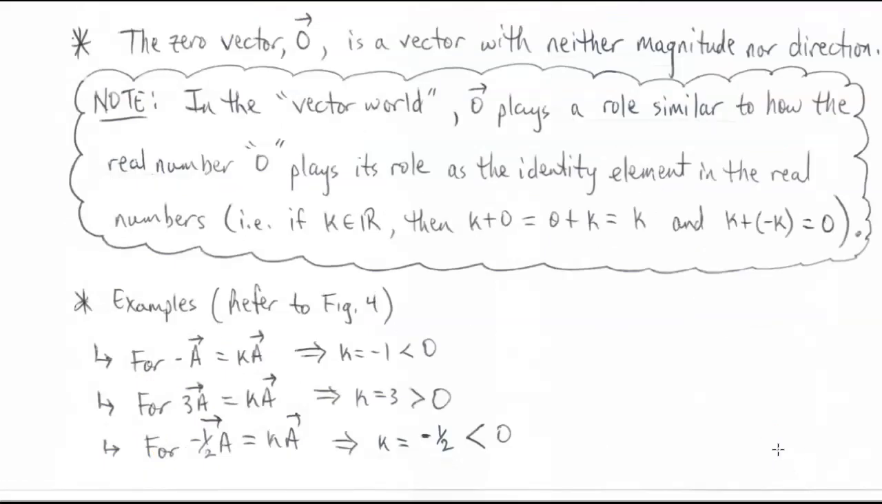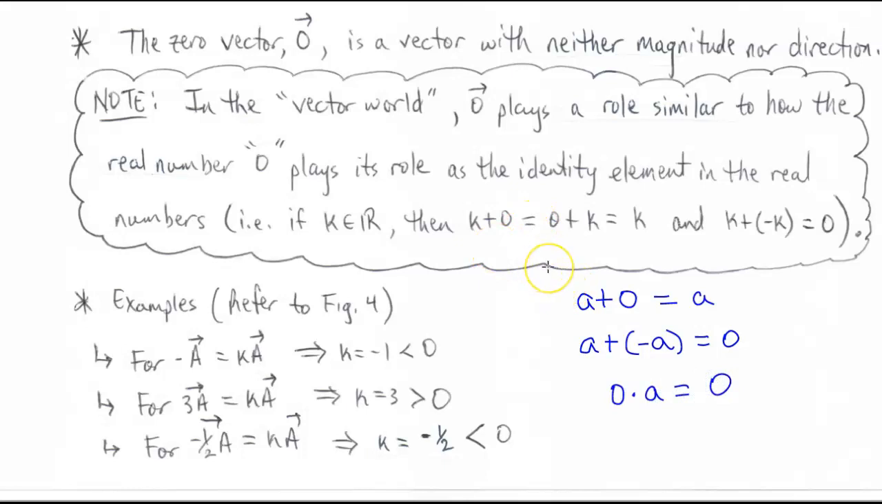Now, in the world of vectors, this 0 vector plays a similar role to how 0 plays the role of what we call an identity element within the real numbers. Just like if I take any real number and add it to 0, I get that real number back. If I take any number and add it to the opposite of itself, I always get 0. And if I take 0 times any real number, I get 0.